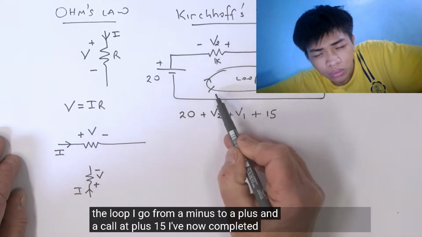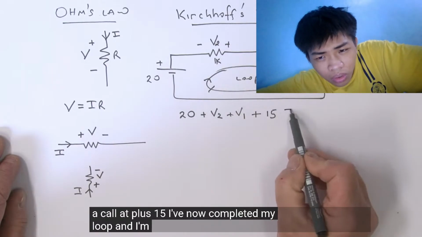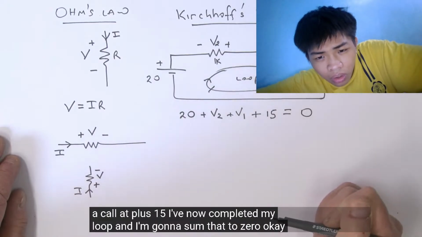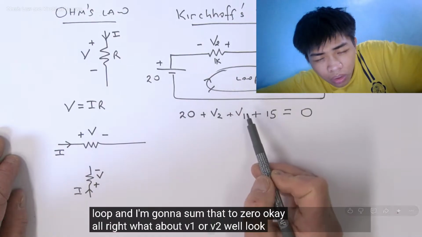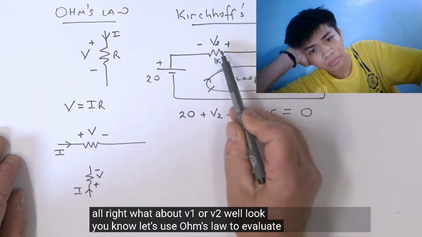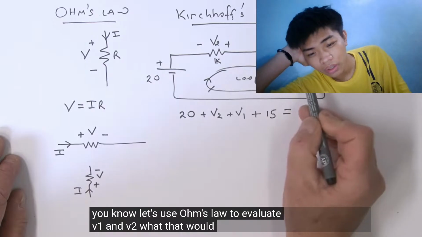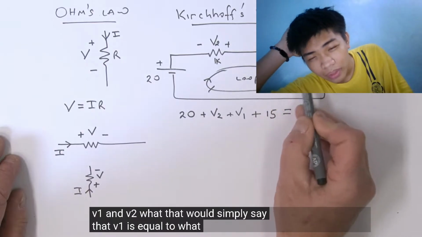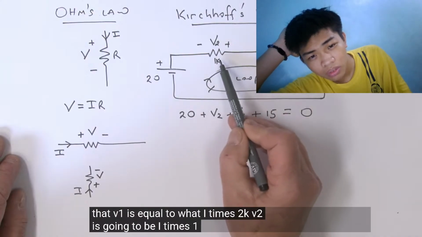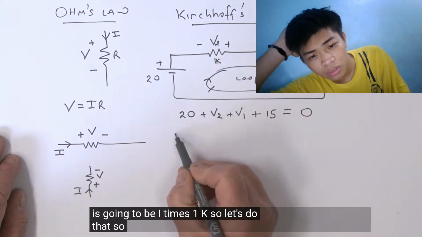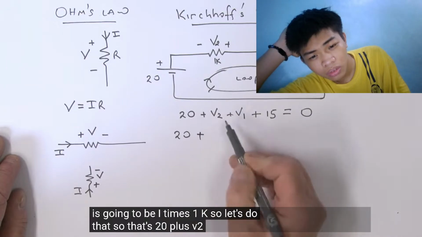I've now completed my loop, and I'm going to sum that to 0. All right, well, what about V1 and V2? Well, look, let's use Ohm's law to evaluate V1 and V2. Well, that would simply say that V1 is equal to what? I times 2K. V2 is going to be I times 1K. So let's do that. So that's 20 plus V2.